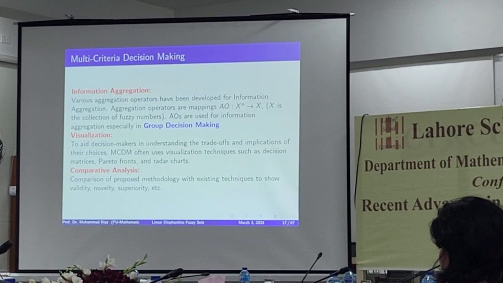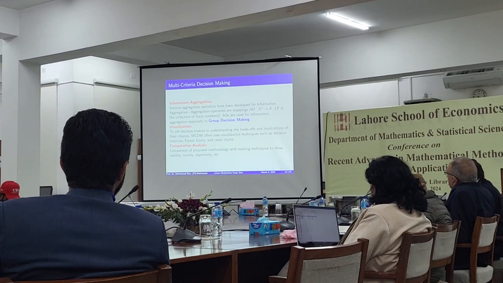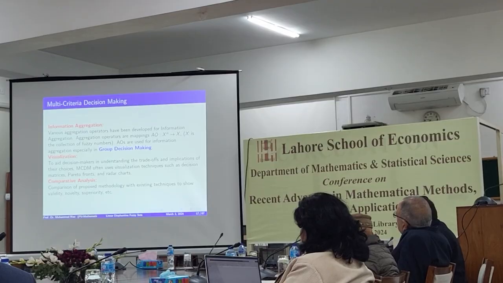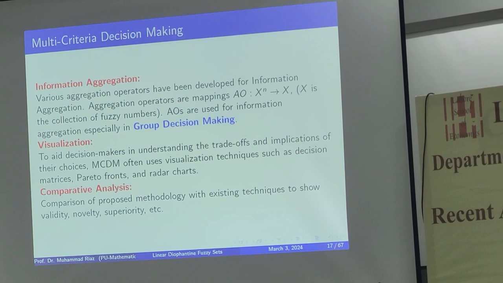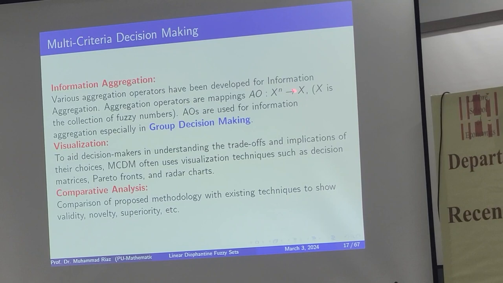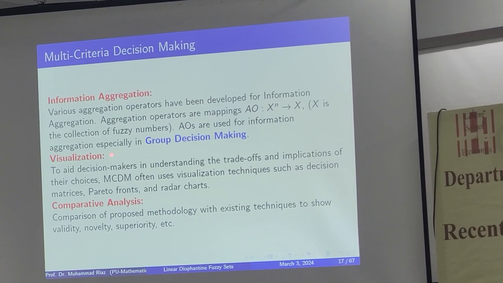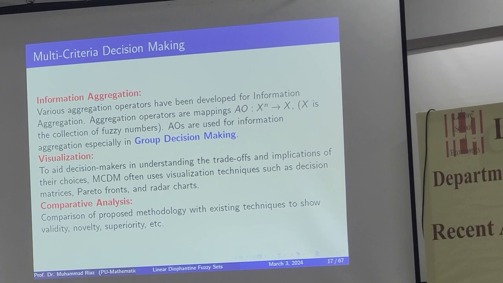Information aggregation is a very important tool in multi-criteria decision making. For example, if we have multiple decision makers, they give decision matrices. So how do we aggregate these matrices? Aggregation operators are mappings from X^n to X, where X is a collection of fuzzy numbers, or a collection of intuitionistic fuzzy numbers, and similar to that.